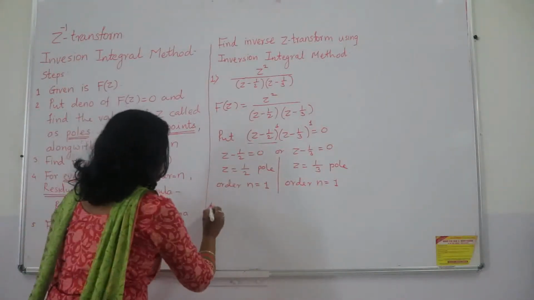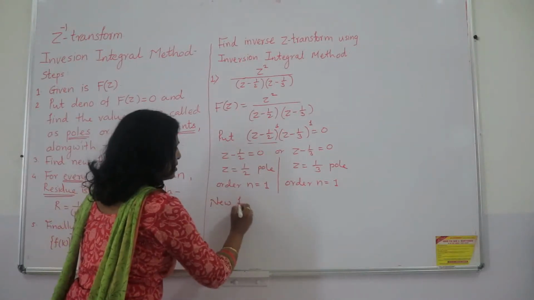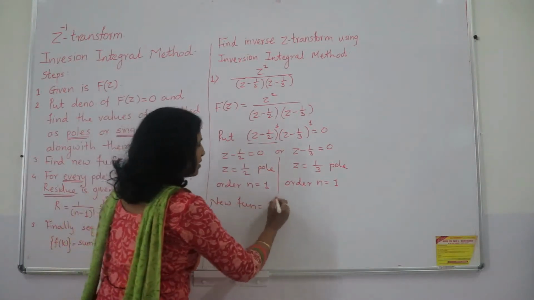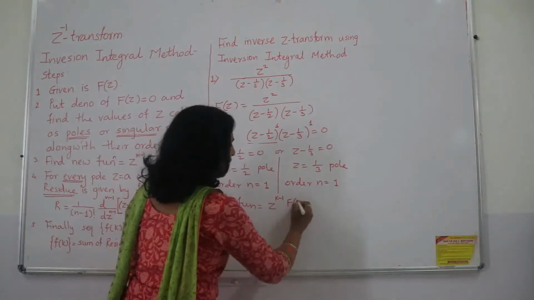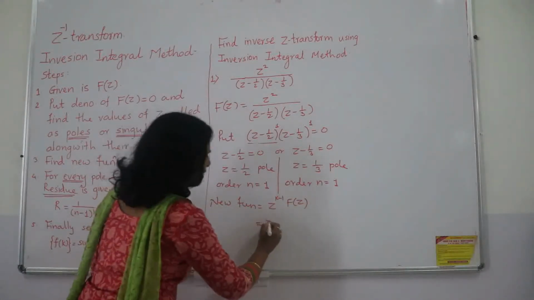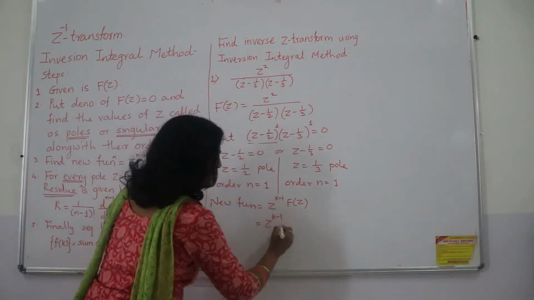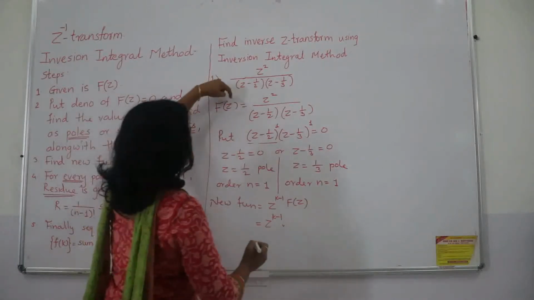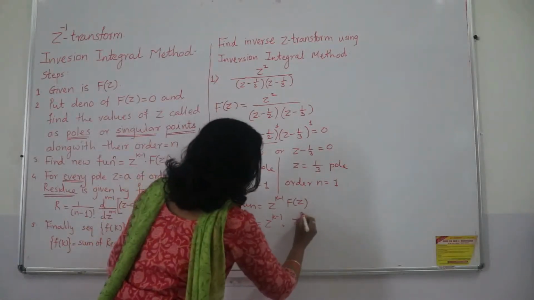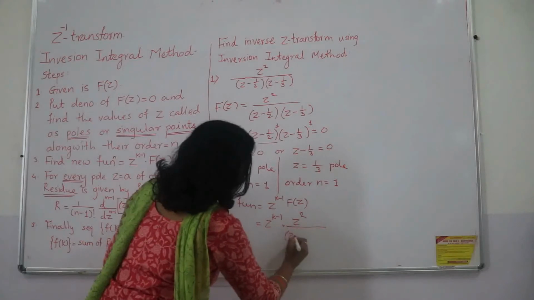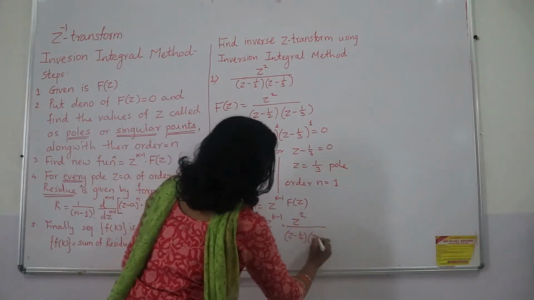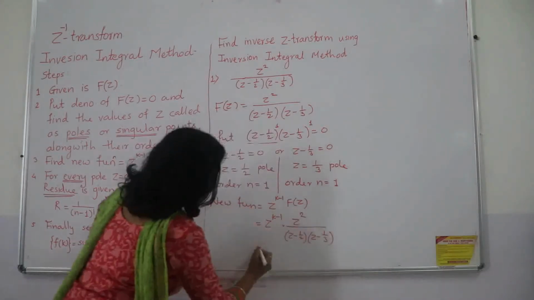So now I have to calculate my new function. What is the formula for the new function? z raised to k minus 1 multiplied by f of z. So this is equal to z raised to k minus 1, simply we have to take, multiplied by f of z, which is this function, maybe this or this, whatever you can. So z square upon (z minus half)(z minus 1 upon 3). Now you can simplify it a little bit.